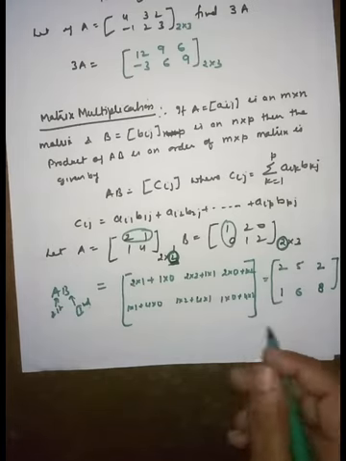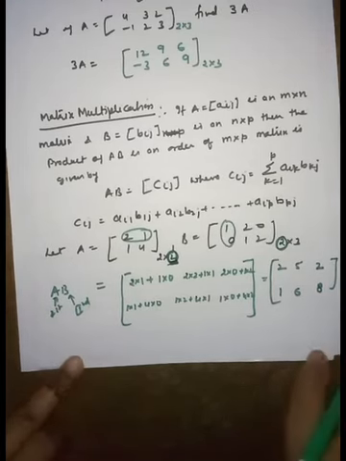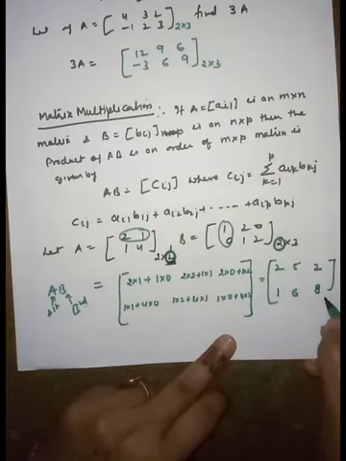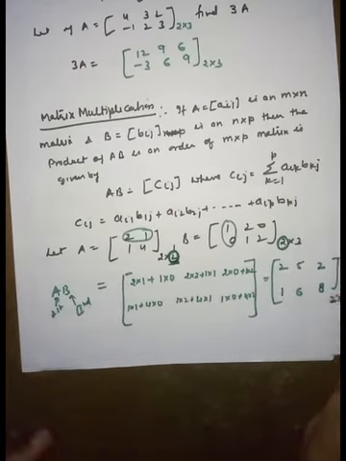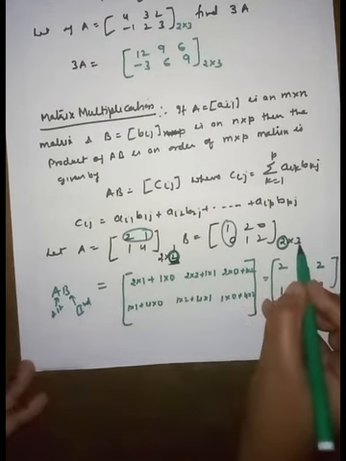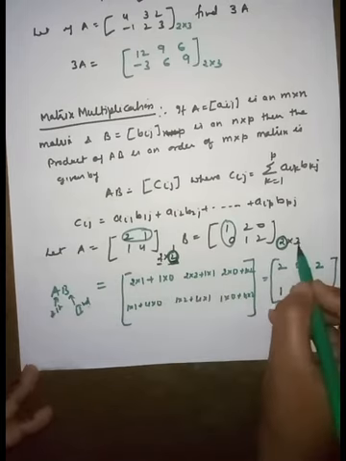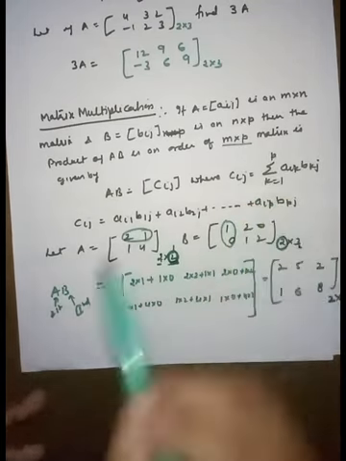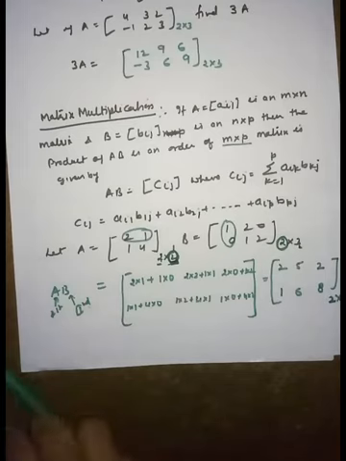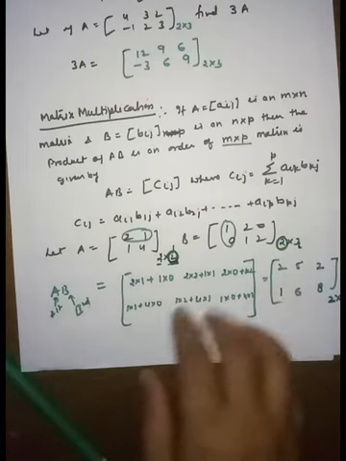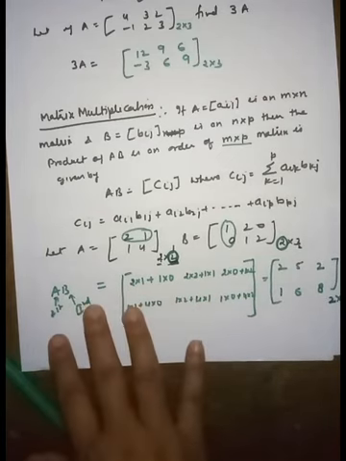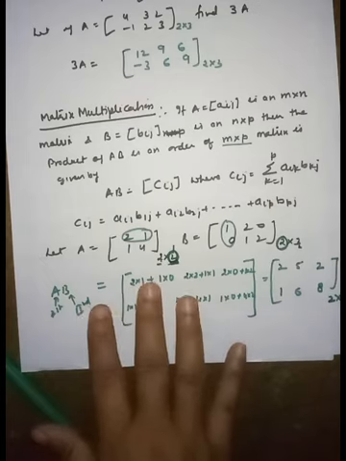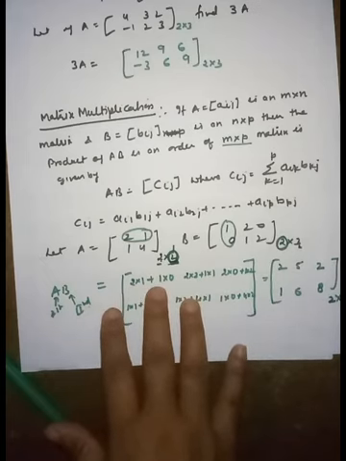Now you see, now the order comes 2 cross 3. It means M cross P. 2 cross 3, this is your M and this is your P. That's why I am writing here M cross P, right? So this value comes. So this is the way how to find the matrix multiplication. So now we write the steps of matrices.